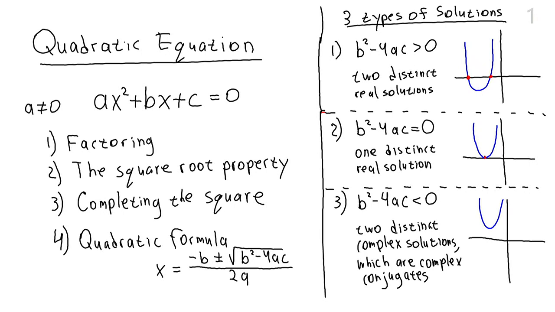Second case is if we have b squared minus 4ac equals 0, that is one distinct real solution, sometimes called a repeated solution. That is when the parabola just barely touches the x-axis. And the third case is when the discriminant is negative, what's under the square root sign is negative, giving us complex solutions, which are complex conjugates. And the graph for such a quadratic equation will not touch the x-axis at all.